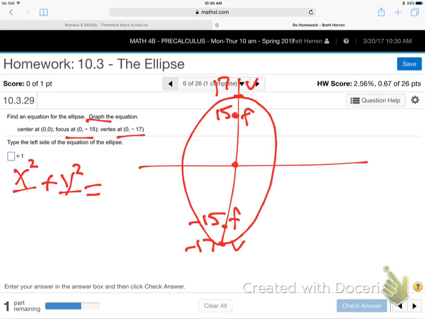Which one do we know? We know B is 17. Yeah, whether you call it A or B or whatever you call it, we know the up-down is 17. So that's up-down, so which letter does it go under, X or Y? Up-down, Y. It's got to be 17 squared.